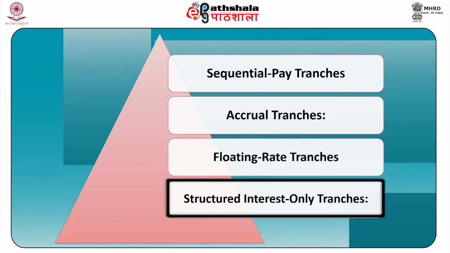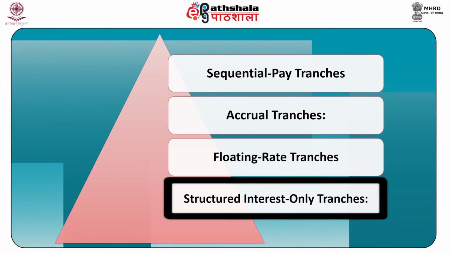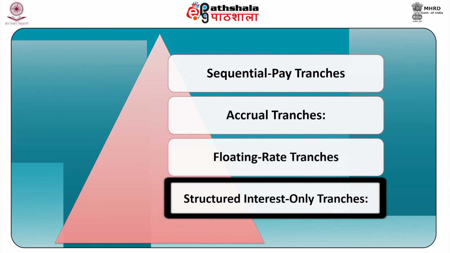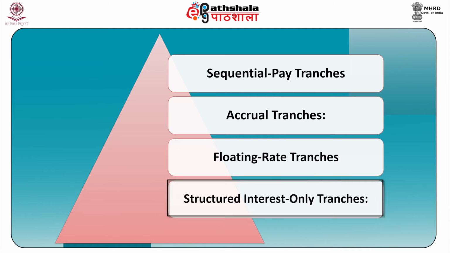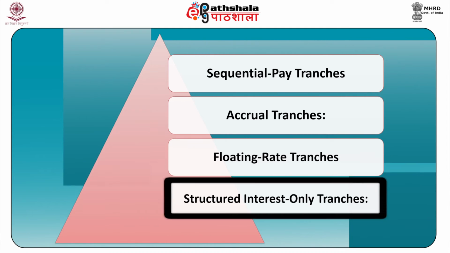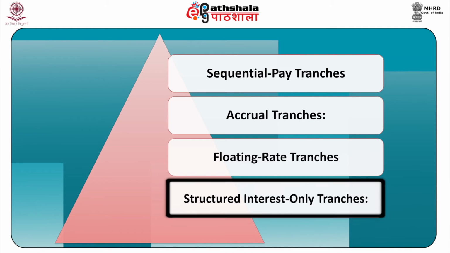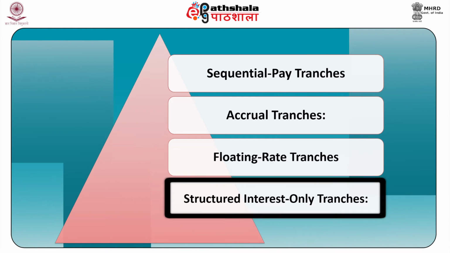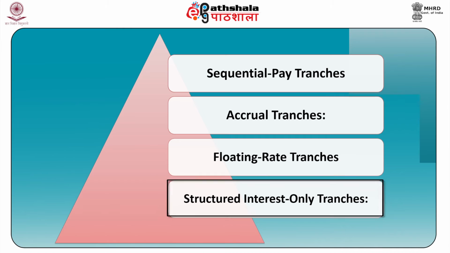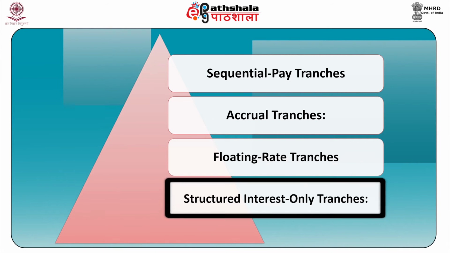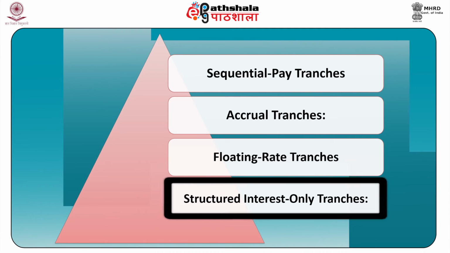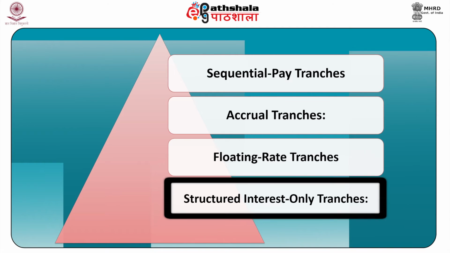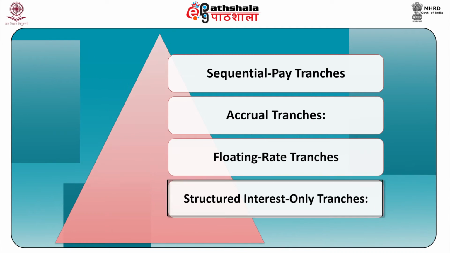The coupon payment on these Z bonds continues to accrue based on their principal outstanding and the previous month's accrued coupon, which is added to principal outstanding each month. The interest on the structured IO tranche is paid at the beginning of each month on the basis of the notional amount of outstanding principal on the other tranches.